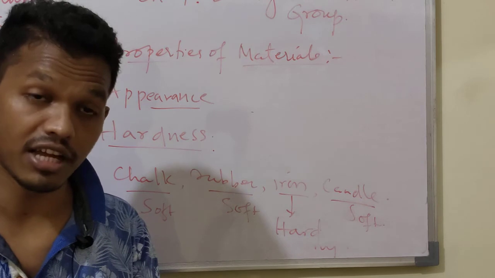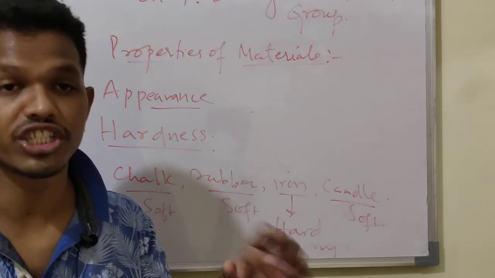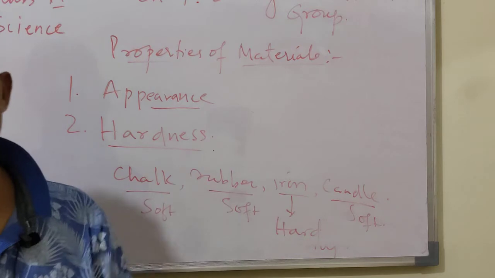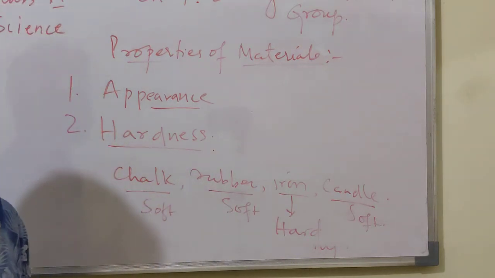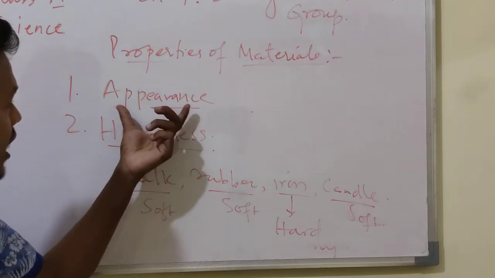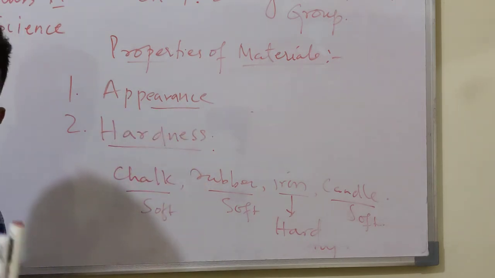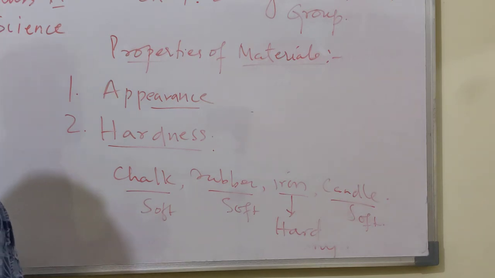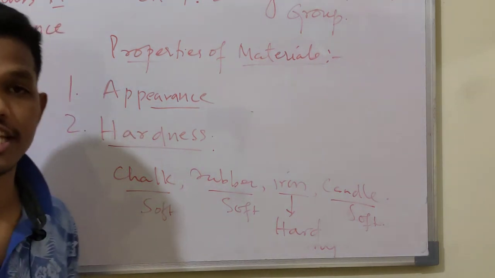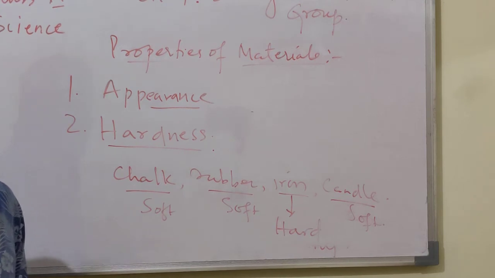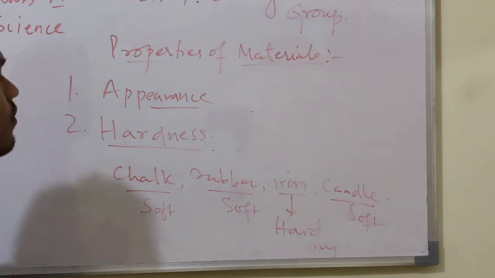And some materials can be easily scratched or compressed. Such materials are called soft. Got it now? So by the appearance of a material, we can describe its properties. There are several properties. Can you think of other properties that describe the appearance of a material?